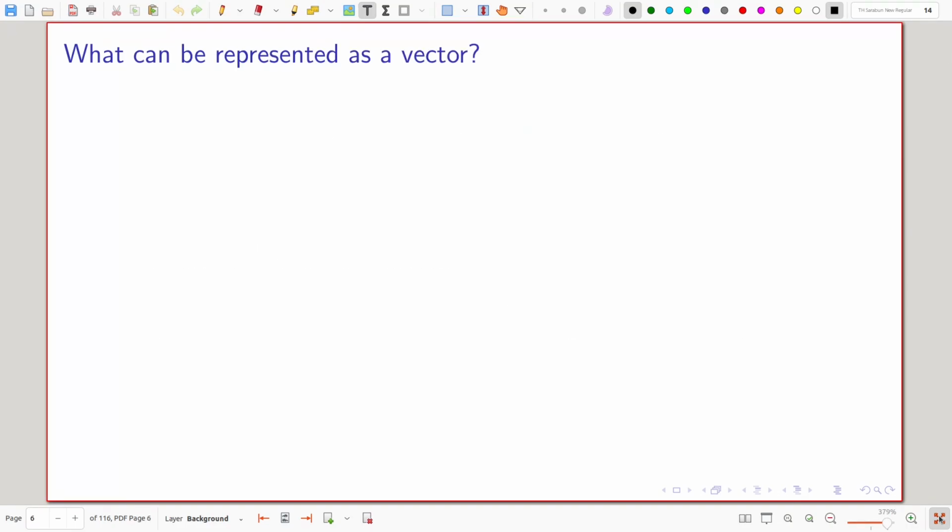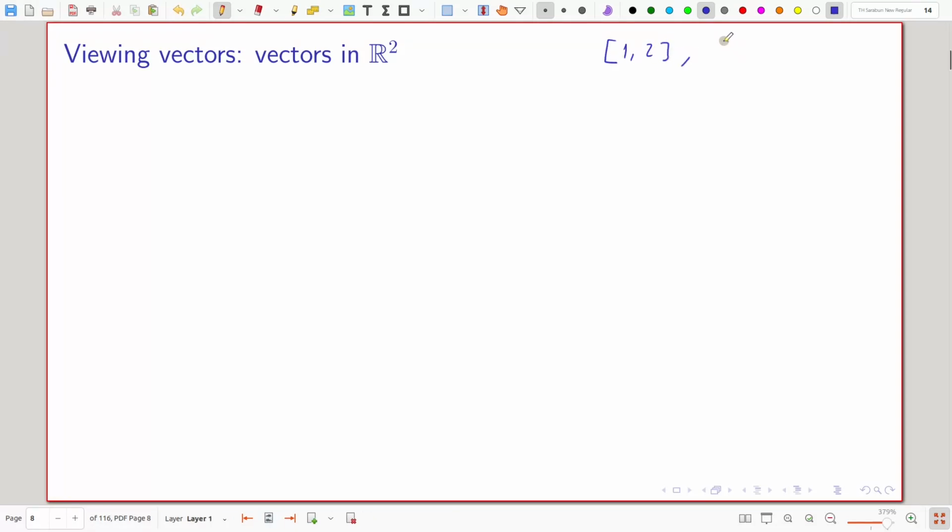Here you can represent anything as a vector. Okay, so I'm going really fast. Now, each element of a vector is typically a real number. So if you have a vector of length 2, like 1, 2, or 5, minus 7, each of these is a real number.